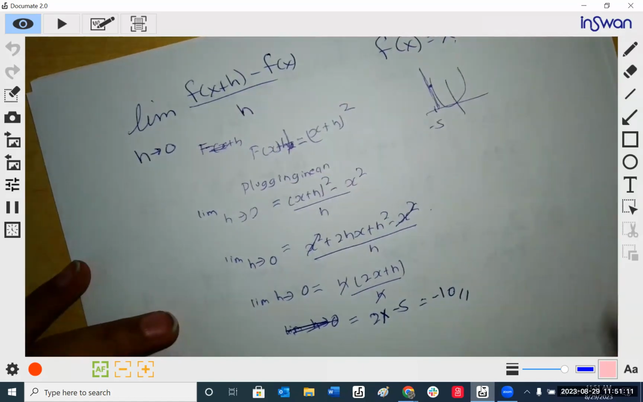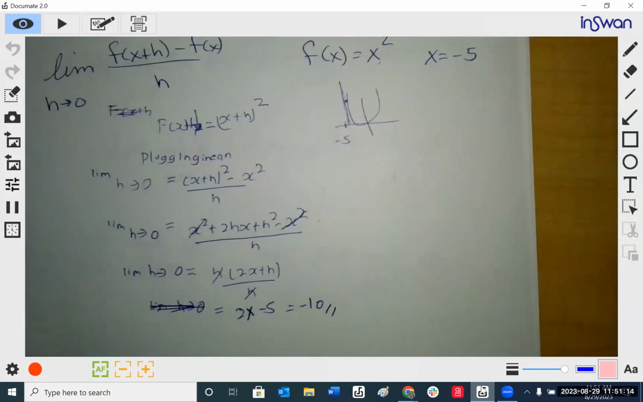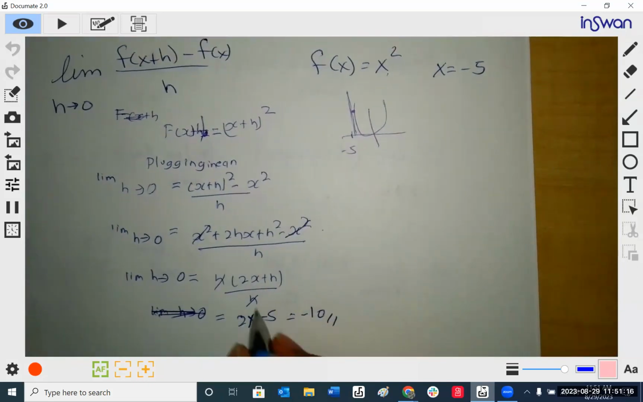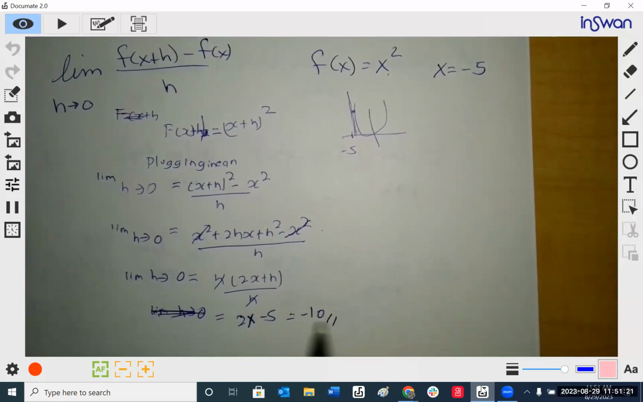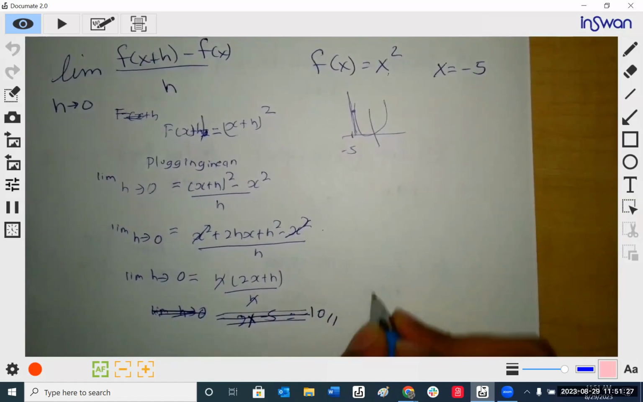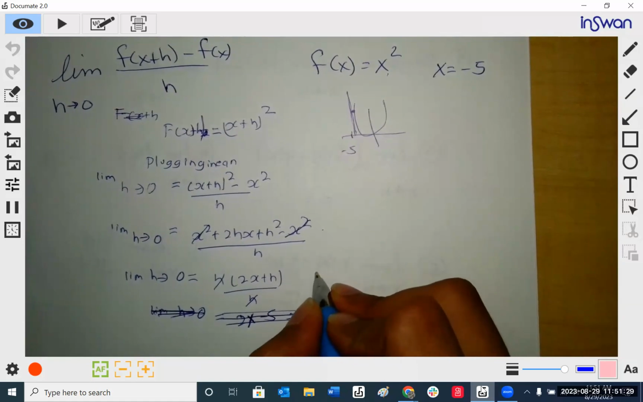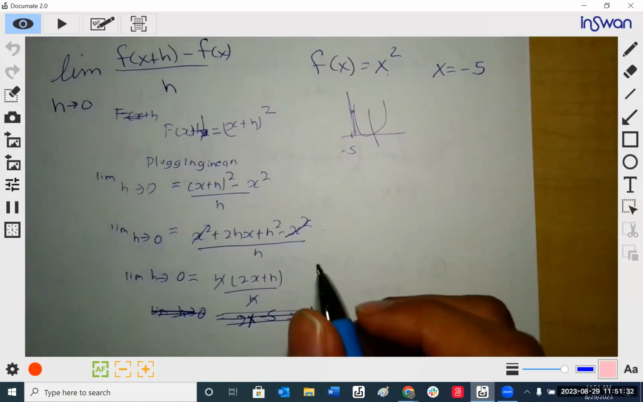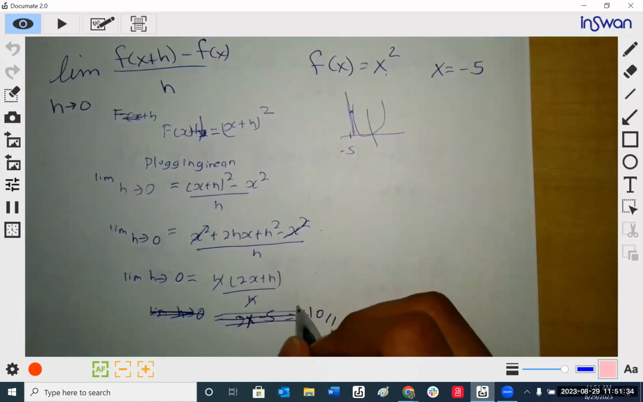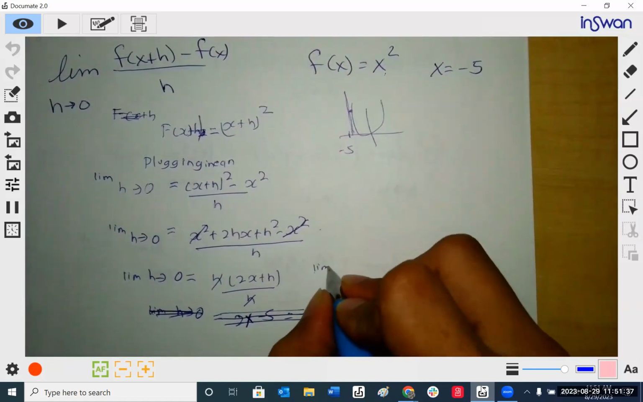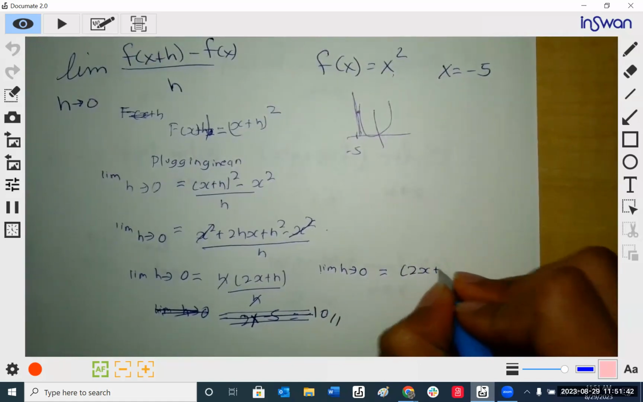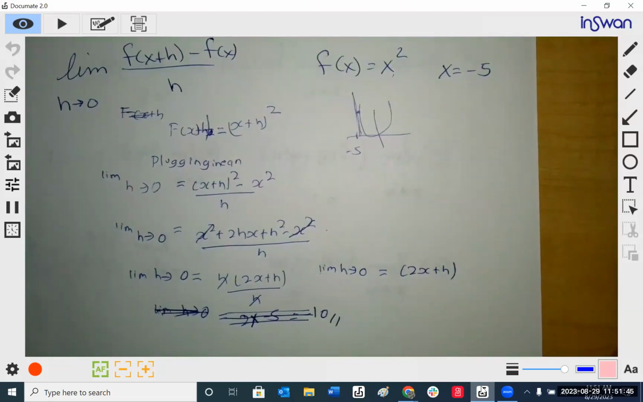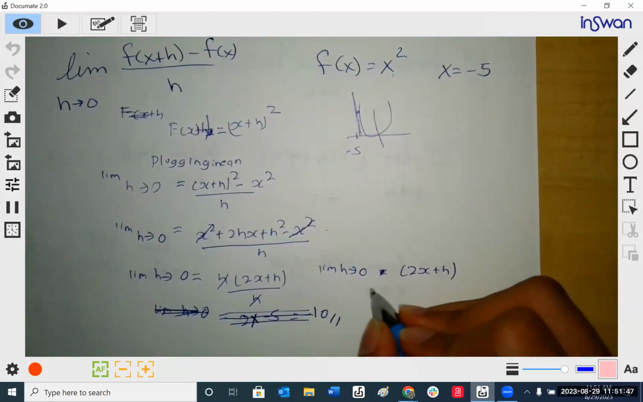Anywhere I see h, it becomes 0. Okay, scratch out the bottom line you have there. This one? Yeah, the whole bottom line. Now, what do you have left? I do have 2x plus h. Write it down on the page. The limit as h goes to 0 of that. Well, it's not equals, it's the limit of that as h goes to 0.